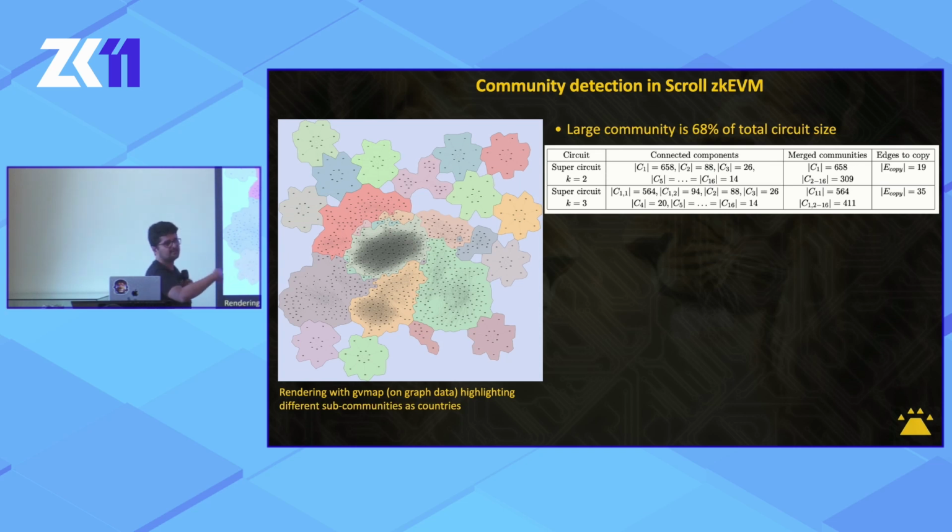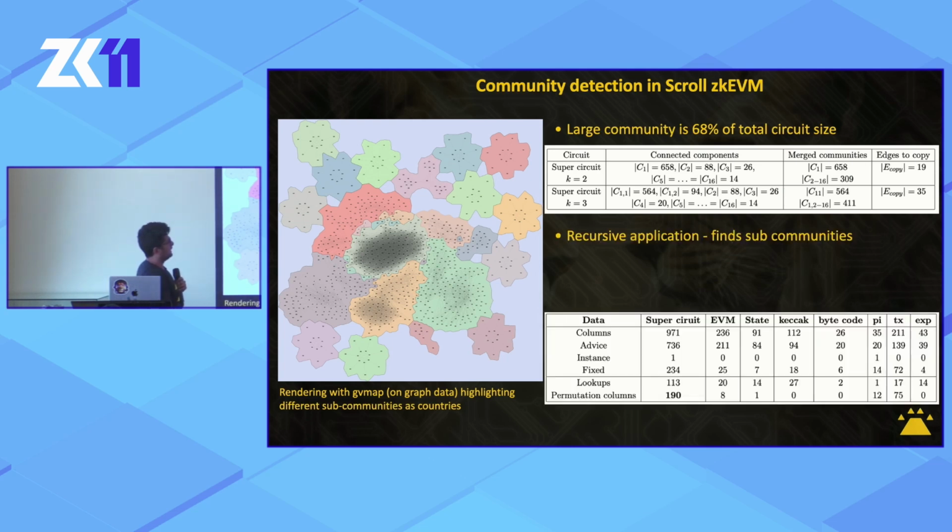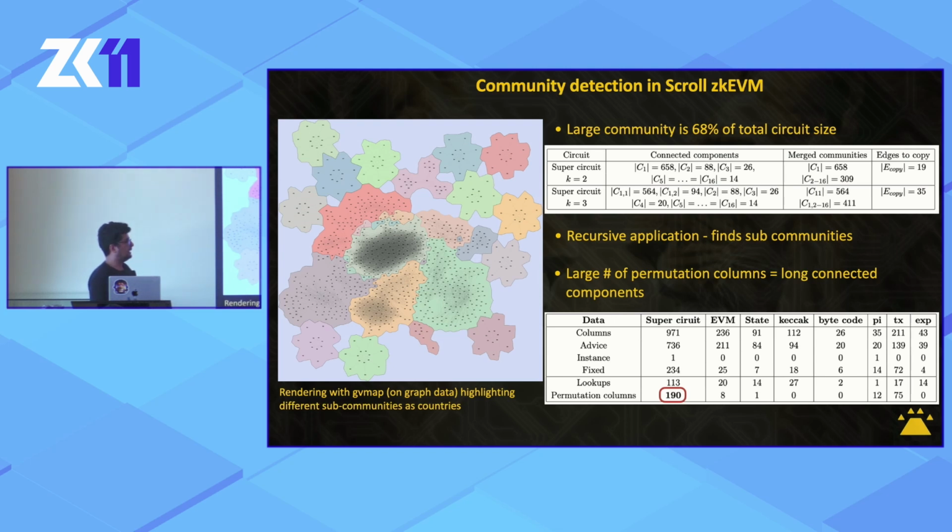So the more you apply and the more you partition, the more price you pay for copying and recomputing, which we don't want to do. So I decided the whole thing is about finding the largest community. If you find a large community, like 50 to 60%, you're good. And if not, maybe you want to rewrite your circuit or do some other optimization and so forth. And the main reason for this is, again, you have about 190 columns of permutation which participate in a permutation set in Scroll.